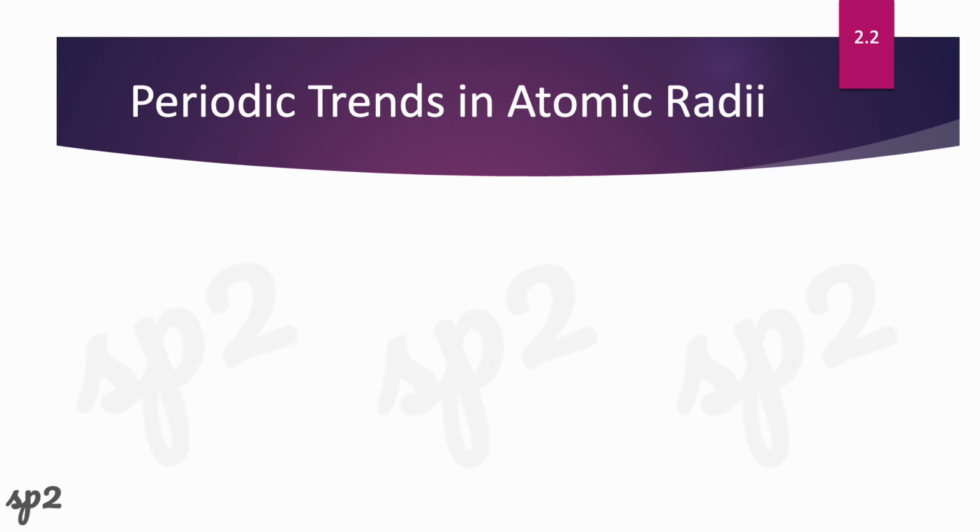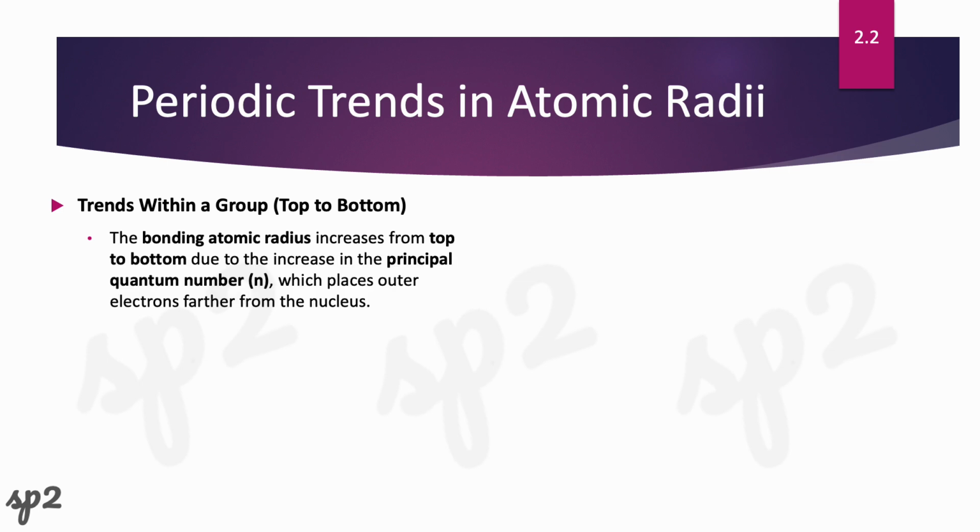Looking at the periodic trends in atomic radii, if we are moving down a column or group from top to bottom, the bonding atomic radius increases. That is mainly because of the increase in the principal quantum number, n, which means that we are placing our electrons farther from the nucleus. So that's how we can understand that the size is getting larger.